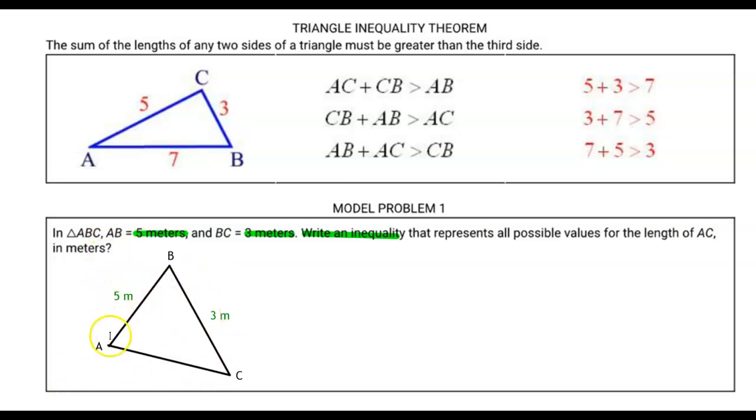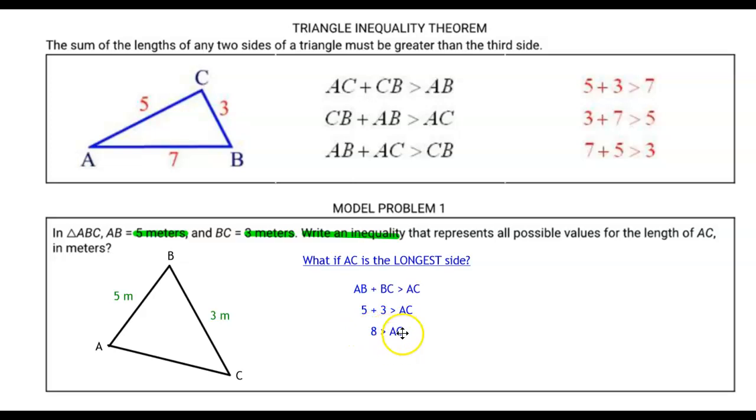The first scenario that I'm thinking about is, well, what if AC happens to be the longest side? Well, if AC is the longest side, that means that this side and this side are the two shorter sides, so I should add those together, and the longest side is going to be smaller than the sum of these two. That's what it says. The sum of the lengths of any two sides of a triangle must be greater than the third side. So I add 5 and 3 together, and that's going to be greater than that longest side. So I'll say that AB plus BC is going to have to be greater than AC, based on the triangle inequality. So I substitute in 5 and 3, and I find that 8 is greater than AC, or if I want to read it the other way, I can say AC has to be smaller than 8.